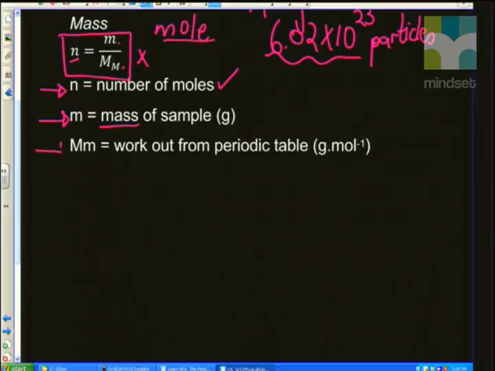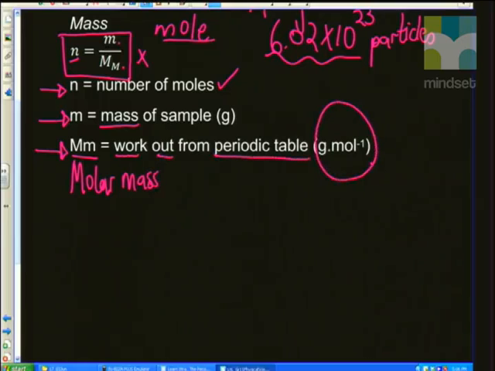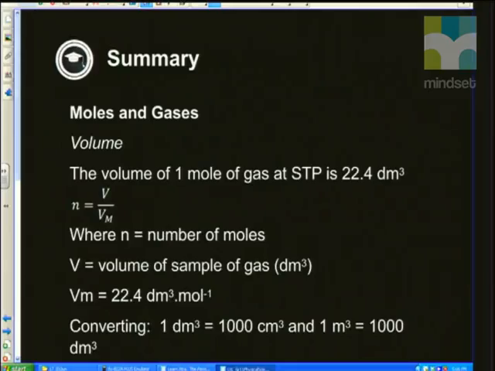And capital letter M, with a subscript m sometimes, or just capital letter M, is what we call the molar mass. It's the molar mass of that substance, and this you get by working it out from the periodic table. Its unit of measurement is grams per mole. Right, so we know that.